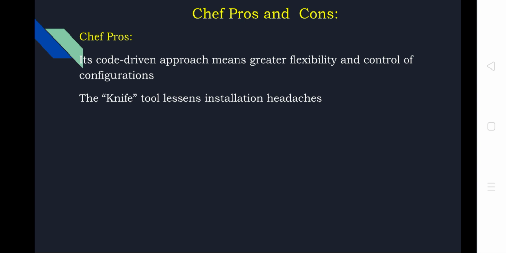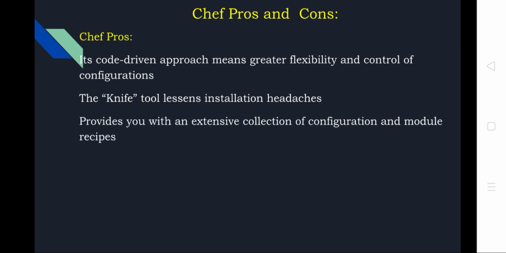And there is a tool called knife that helps to lessen the installation headache. Normally when you want to install any configuration tool, it needs some additional files to be installed, and the environment has to be set up. All those things are additional headaches. The installation headaches are much less with the help of the tool called knife in the case of Chef. And it provides an extensive collection of configuration and module recipes. As we have the cookbooks with Chef, it has all the stored reusable modules.